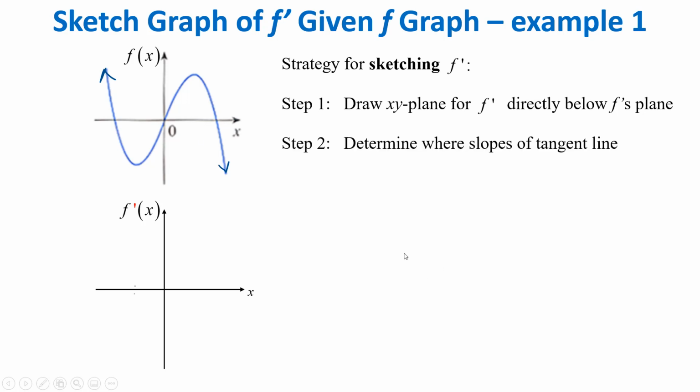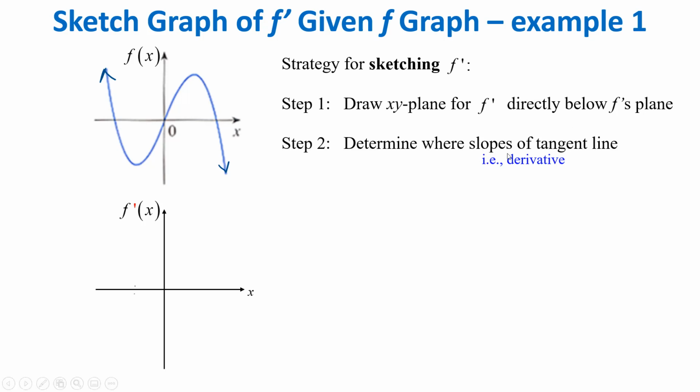Now, step 2, you're going to determine first where the slopes of the tangent line are, because remember f prime, this is the derivative, and we put the concepts together that slopes of the tangent line are the same thing as rate of change at a particular value of x or an interval of x. And they're also the same thing as the derivative. All three of those are the same thing.